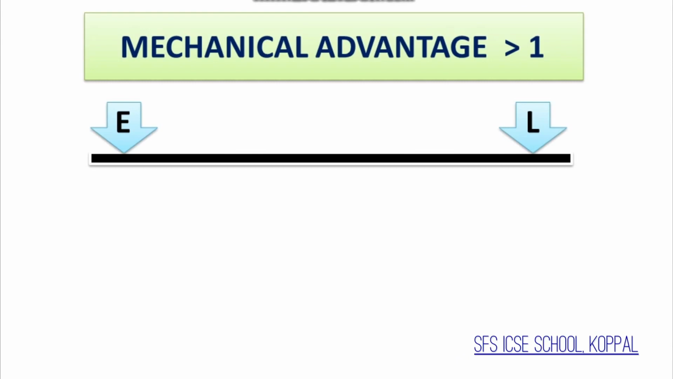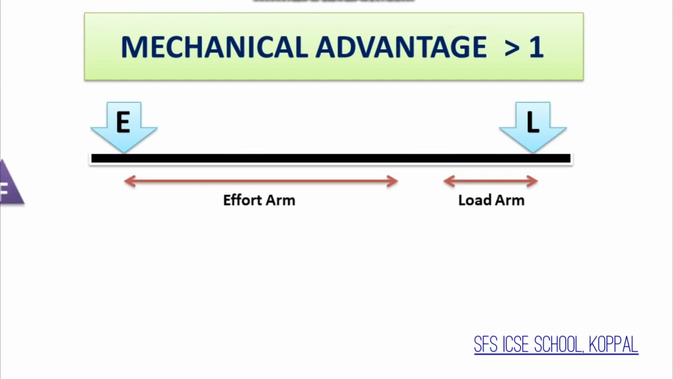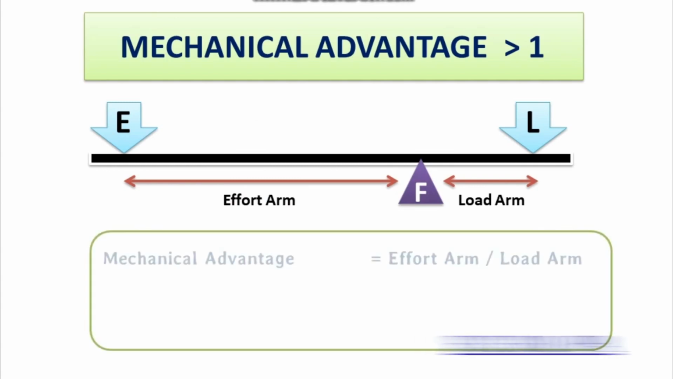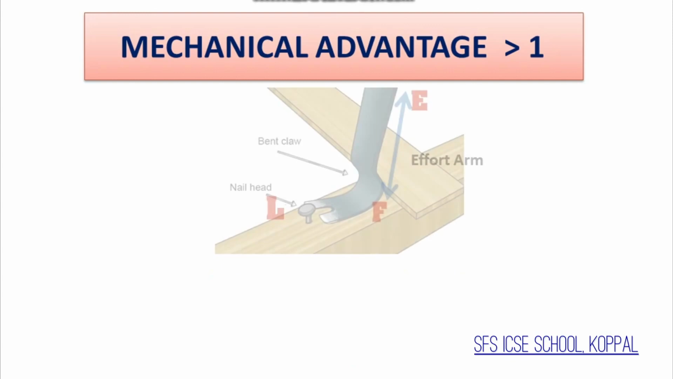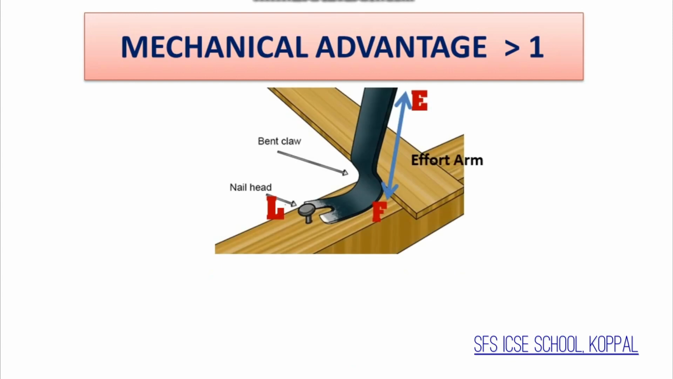Number 2, mechanical advantage greater than 1. If effort arm is greater than load arm, that means fulcrum is nearer to load. Mechanical advantage is greater than 1. Let us take the formula. Mechanical advantage is equal to effort arm divided by load arm. And as we know, effort arm is greater than load arm. Mechanical advantage is greater than 1. Let us take the example of a crowbar. What is a crowbar? A crowbar is a bent bar which is used to remove nails.